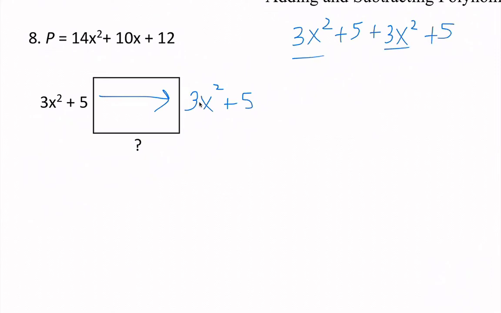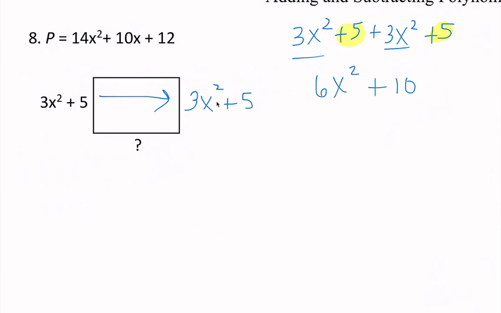Combine my like terms, that's going to give me 6x squared. My 5 and 5 together will give me a positive 10. So that gives me these 2 sides put together, but I'm trying to find this missing side. So in order to do that, I'm going to take the perimeter of the whole thing all the way around and take away the 2 sides that I already know.